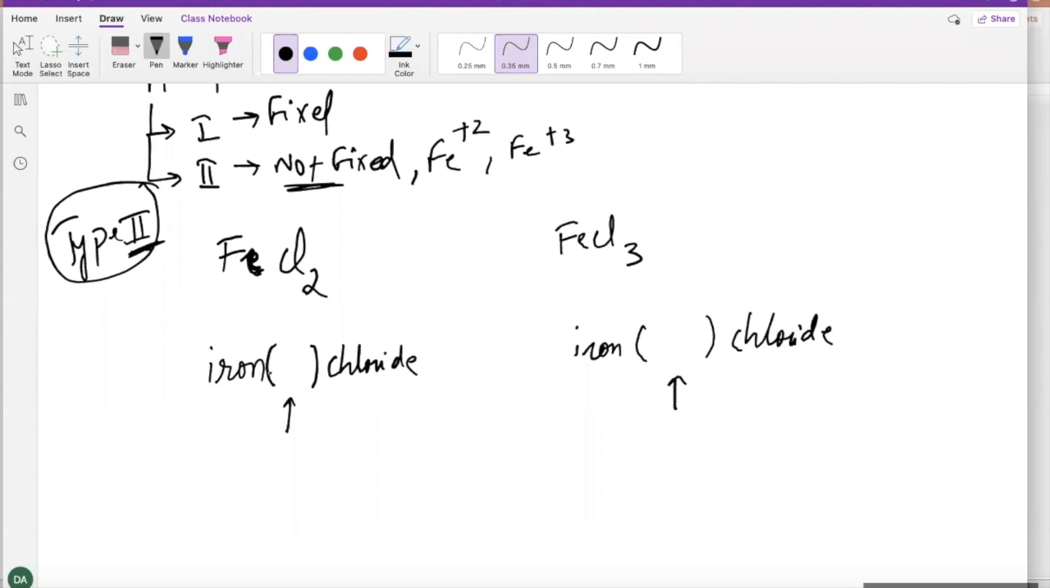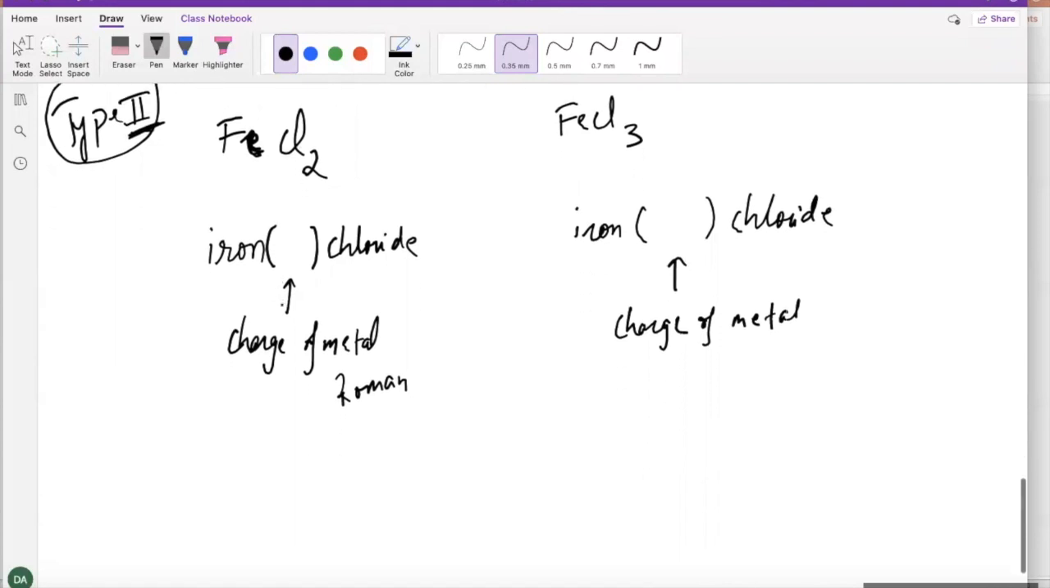The number that you need to put here in the parentheses in both cases is the charge of the metal. And who is the metal here? Iron. So put the charge of the metal in the parentheses, and it has to be a Roman numeral. Okay, so when you look at FeCl2, guys, what is the charge of Fe? I already talked about that, it should be plus 2, and this Fe should be plus 3. So we should be putting 2 here, and we should be putting a 3 here.